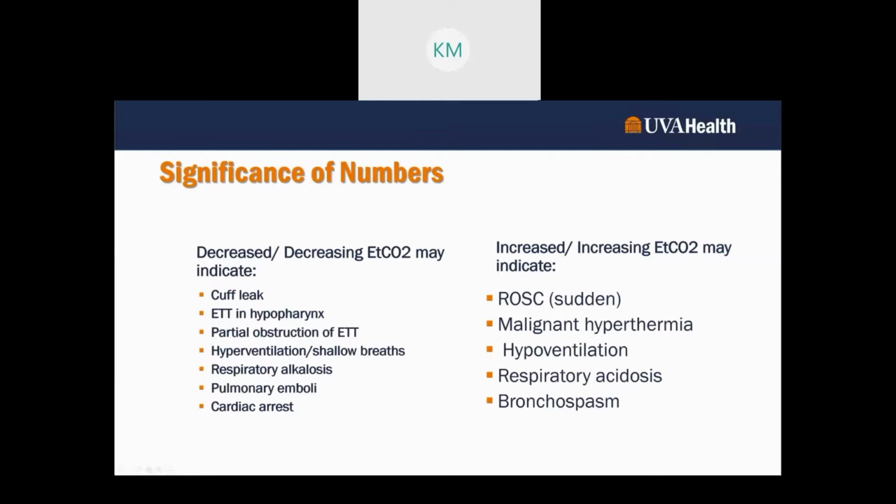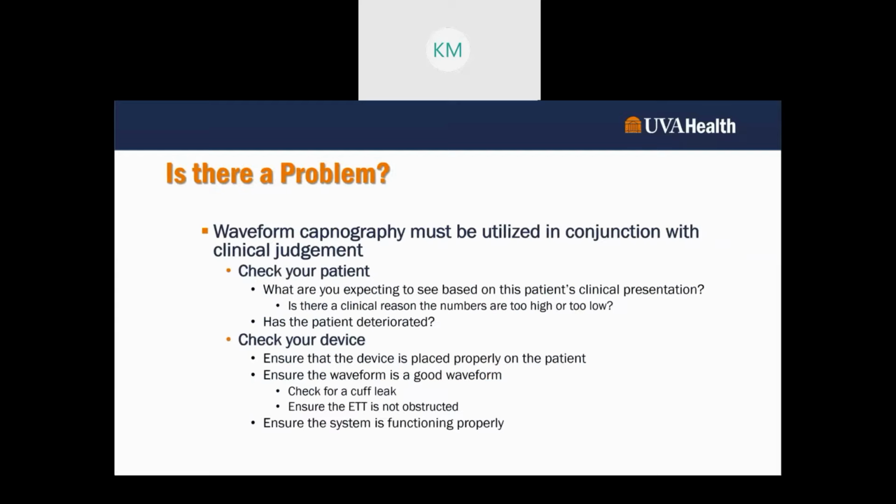If you're looking just in general, things to keep in the back of your head: things that will show a decreasing end-tidal CO2, such as cuff leaks, cardiac arrest, pulmonary emboli. You may see an increased or increasing EtCO2 with malignant hyperthermia, hypoventilation, bronchospasm, or even ROSC. So these are great indicators of how my patient is doing. And I want you to keep in the back of your head that it's literally a tool. It's here to paint a picture for you on how your patient is doing.